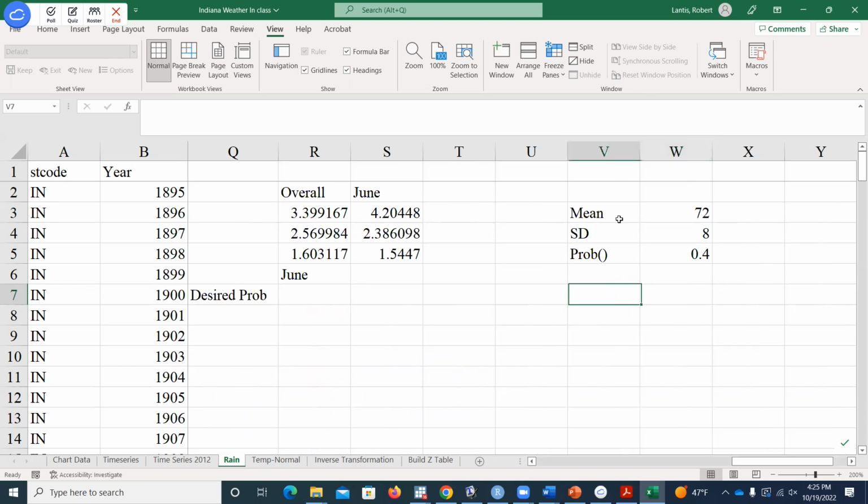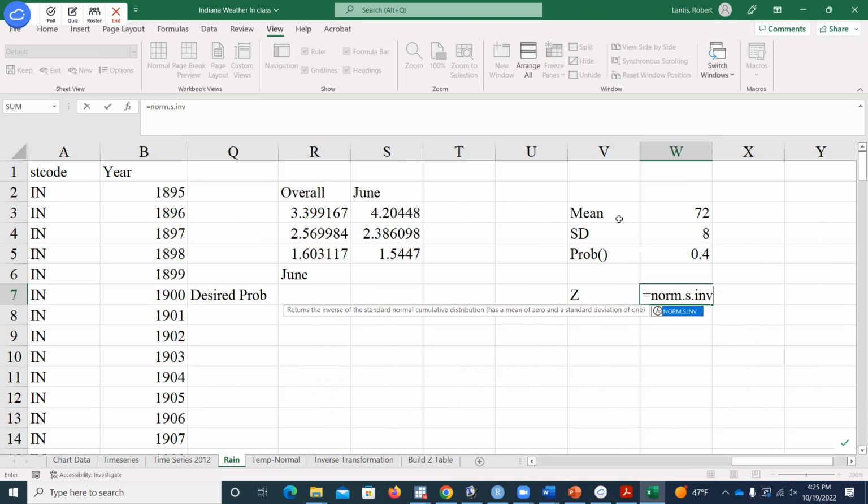So there's two ways we can do this. The first is I can use this norm.s.inv function. That tells Excel, use the standard normal distribution, but instead of like before, when I used norm.dist and told you a z-value, I'm now going to give you the probability and I want you to tell me the z-value. So notice the only thing I have to tell it is the area that I want in that left tail, or that desired probability, which I've got up here in the cell. All right, so I'm just going to click on that.